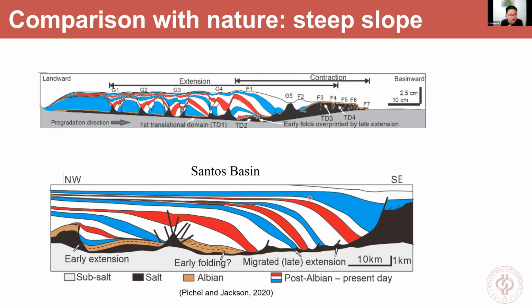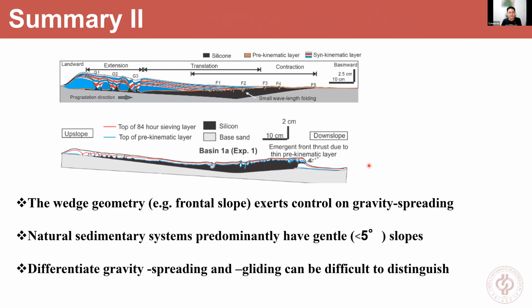Leo must be familiar with this because this is from his paper. So this is an extension. We start seeing some traces of folding. We're not really sure, but you can see early extension, sort of early folding here. And we think it's typical for steep slopes. But then I'll come back to that.